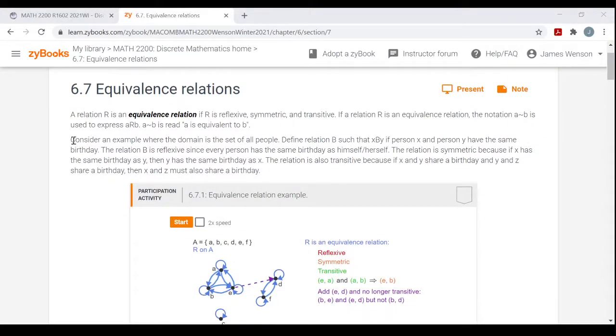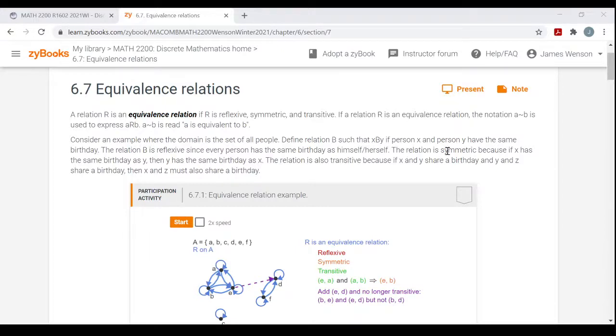All right, so they say here, consider an example where the domain is a set of all people. Define relation B such that X is related to Y, X B Y, if person X and person Y have the same birthday. The relation B is reflexive, since every person has the same birthday as him or herself. If you were making a graph, there'd be a self loop on every single person.